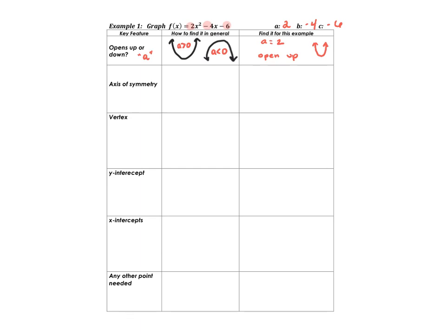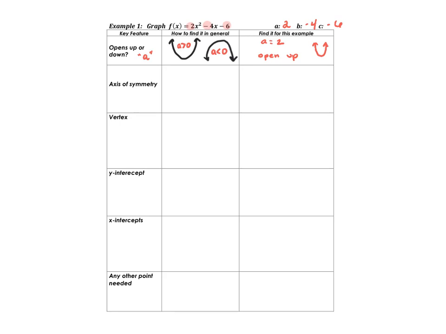Now, if A were to equal 0, that would make your x squared term go away, and it wouldn't be quadratic anymore, so it wouldn't be graphing a quadratic function. So that's why it's strictly greater than to open up and strictly less than to open down. Like a frown, down like a frown, or up like a smile.